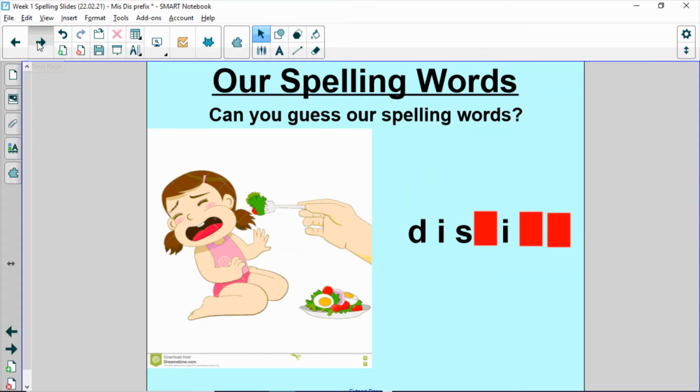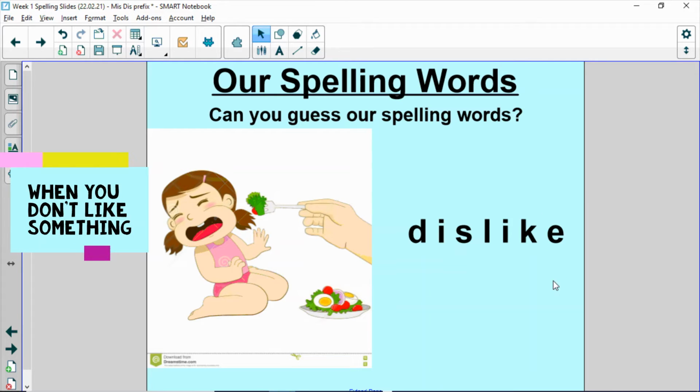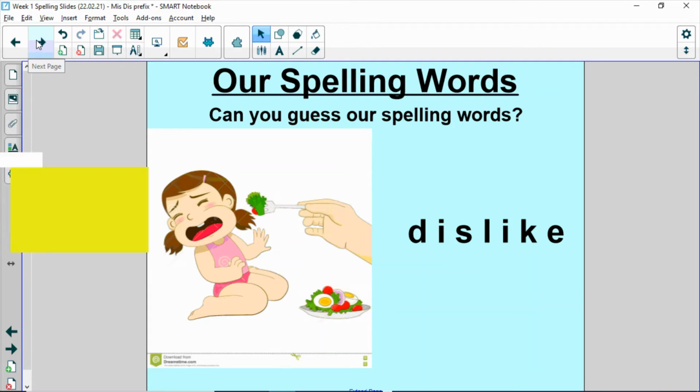Let's look at another picture round, which is this one here. Can you guess our spelling word from this cartoon girl here? It starts with dis again, but then we only know it's got an I in it. Can you shout out now if you think you know what it is using the picture? It is dislike. Now, dislike means when you really, really don't like something. And I'm imagining that this girl does not like eating her vegetables or the salad there. She's not happy about that, is she? Super. So there are our first four spelling words.